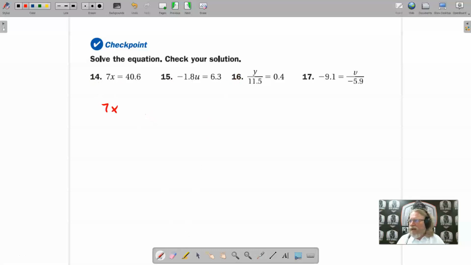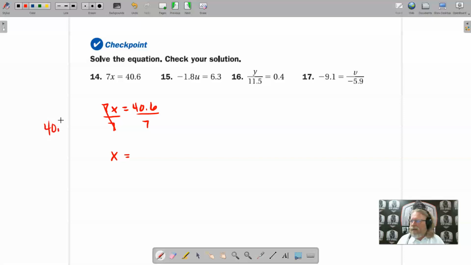So we have 7x equals 40.6. And the 7 is tied to the x through multiplication. The opposite operation is division. We're going to divide by the very number we wish to get rid of, which is 7. And what we do to one side, we're going to do to the other. The 7's are going to cancel each other, leaving us with just x. And then we have 40.6 divided by 7.